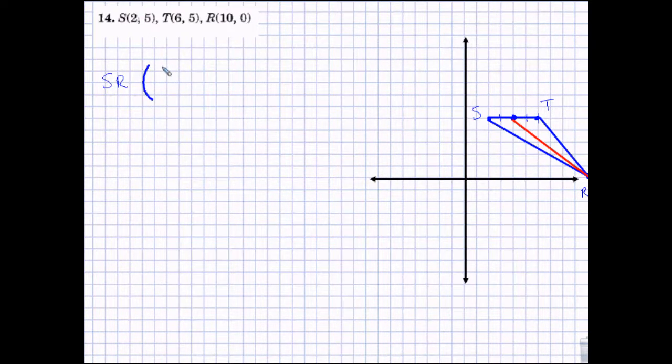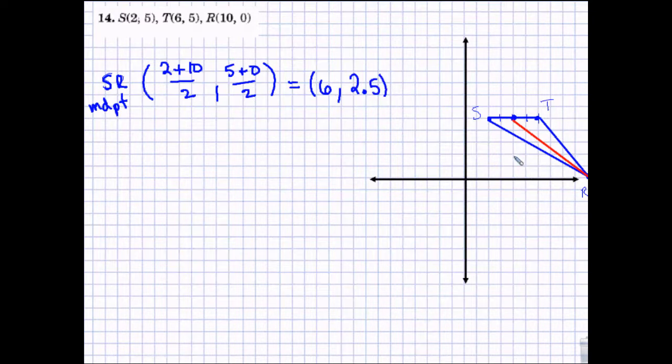So I'm going to do 2 plus 10 divided by 2 and 5 plus 0 divided by 2. So that's 12 divided by 2, which is 6, and 5 divided by 2, which is 2.5. So I go 1, 2, 3, 4, 5, 6, and then up 2.5. That's right here. And draw my median.